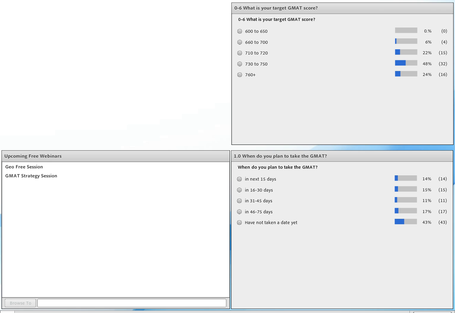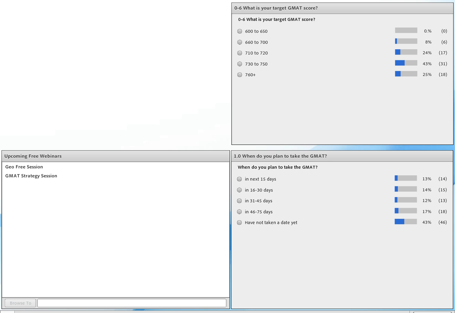Almost a majority is in that 730 to 750 range, about 45% of you. Then 26% in the 760 or higher bracket, and then 710 to 720, that's about 23% of you. We have a few folks, about 10%, in the 660 to 700.